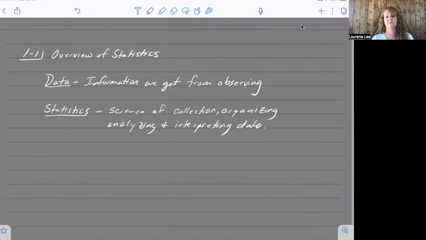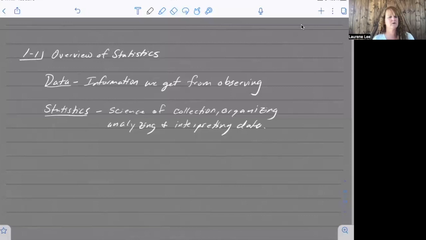collect data from different populations, different areas, different groups of people and things. And then we are going to organize it. We're going to graph it. We're going to ask questions about it, analyze it, and then project, draw conclusions from it. And all of that process together encompasses the science of statistics.